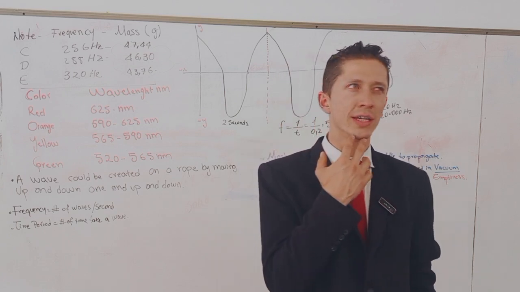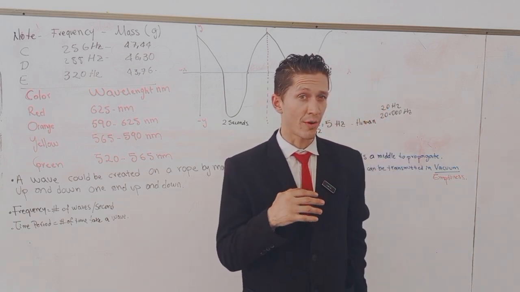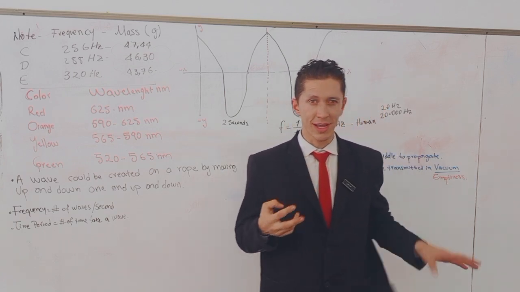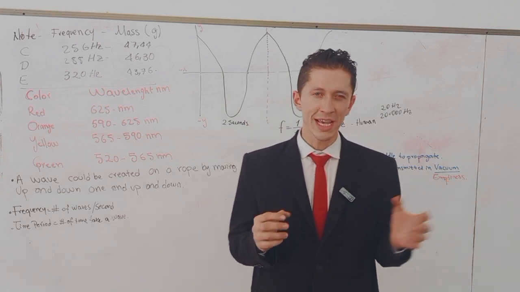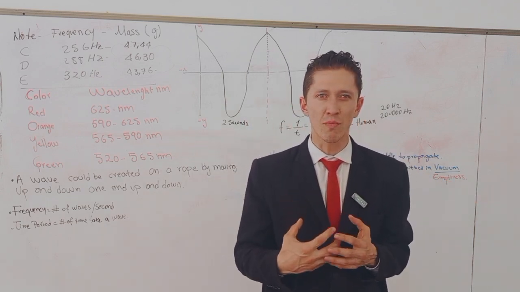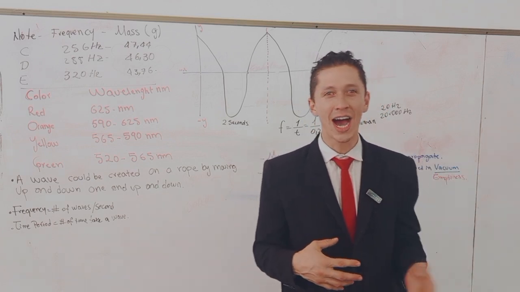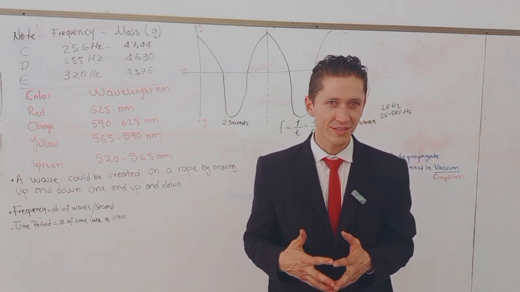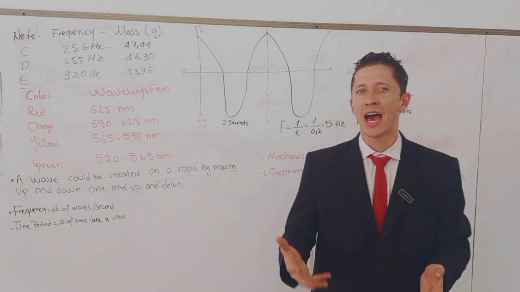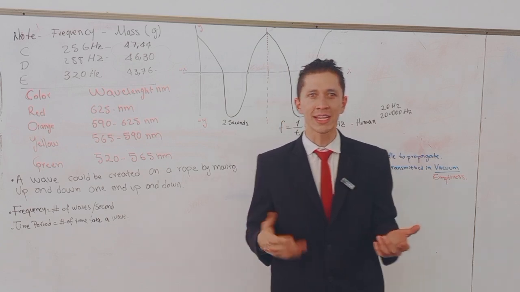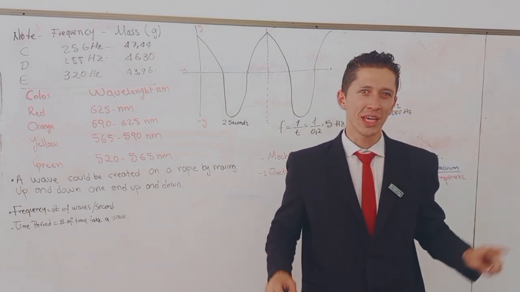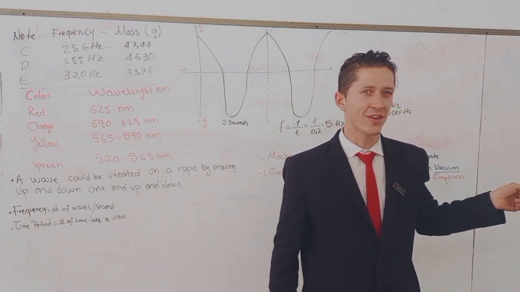That's why we have two kinds so far, right? Mechanical waves, which need a medium to propagate, and another type of wave called electromagnetic. Let's recall that electromagnetic waves don't need a medium. They can be transmitted in the vacuum.